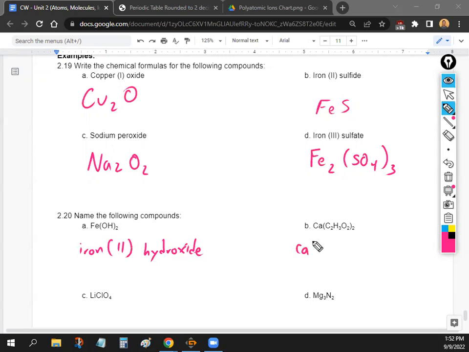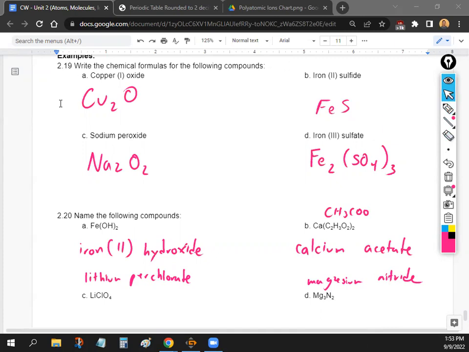This one right here, I'm not going to read all that. It's going to be calcium acetate. Okay. You should have noticed that this is a CH3COO. This one right here is going to be lithium perchlorate. And then this one is magnesium nitride. All right, and there you go. That's all of them. So that's going to be the level of these questions on your exam. So you should be pretty comfortable with those.